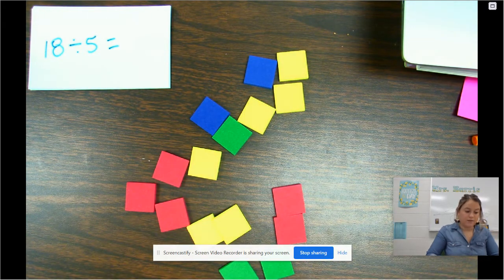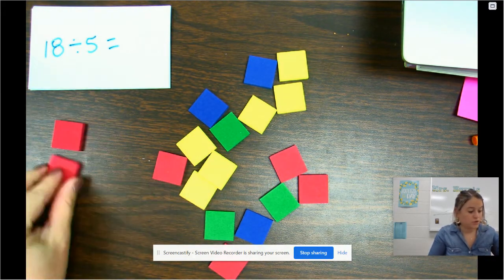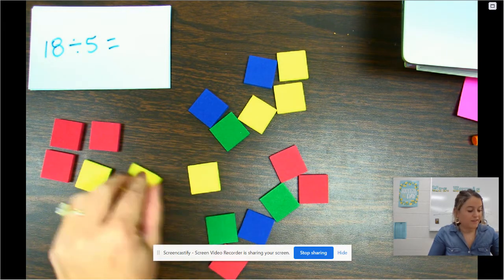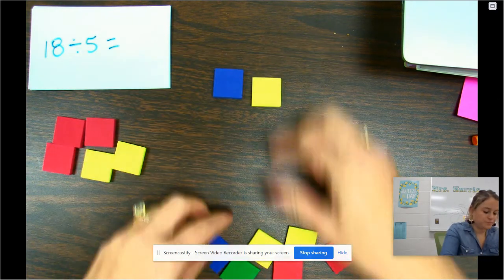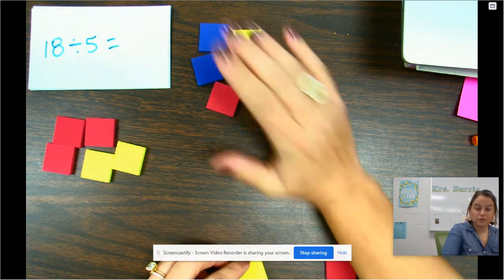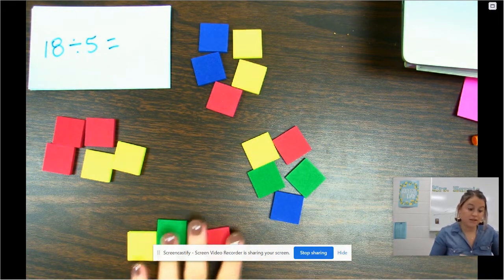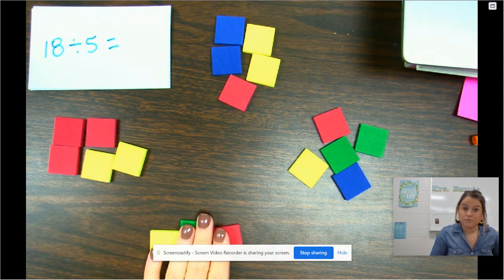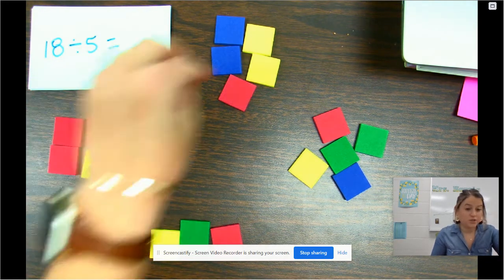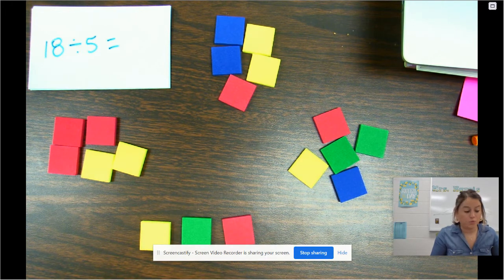All right, so I got my 18. I counted out my 18, and I'm going to make groups of 5. So I'm going to go 1, 2, 3, 4, 5. How many times can 5 go into 18? So there's 1. 1, 2, 3, 4, 5. There's another group. 1, 2, 3, 4, 5. There's another group, but I only have 3 tiles left over. I can't make another group of 5, so this is my remainder. So 18 divided by 5 is 3 groups with 3 left over. That's my remainder, the ones that are still left.